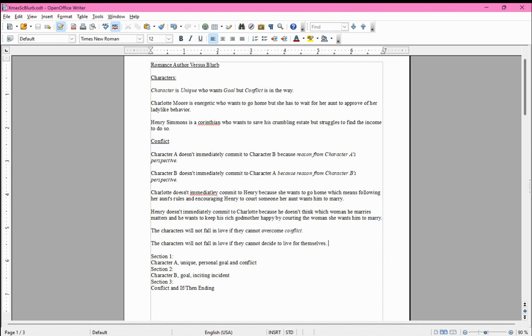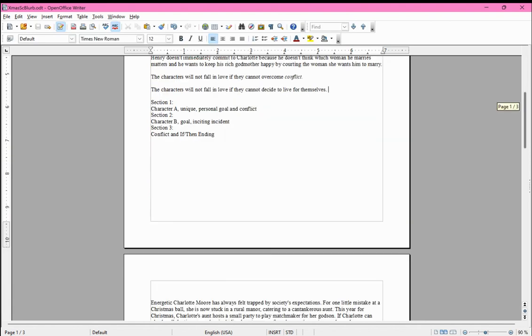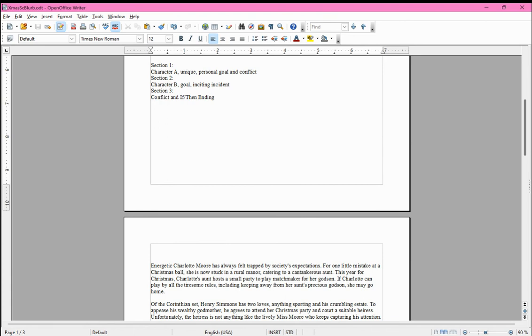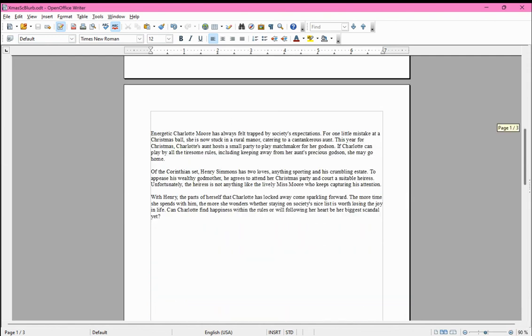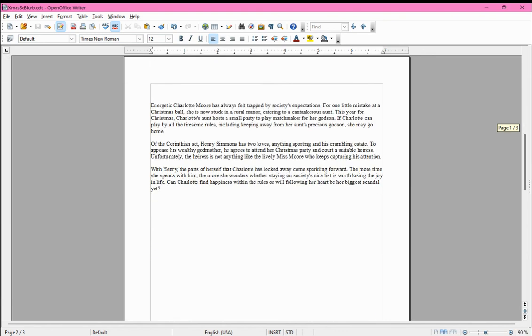And then I kind of have a blurb skeleton. The first one I decided to use for this blurb was kind of a little section on character A, a little section on character B, and then ending with the conflict, and I call it an if-then ending, sort of if blah blah blah happens, then will blah blah blah fall in love. Something that leaves your readers wanting to read more. So I did kind of this fill in the blank section, and I came up with this blurb.